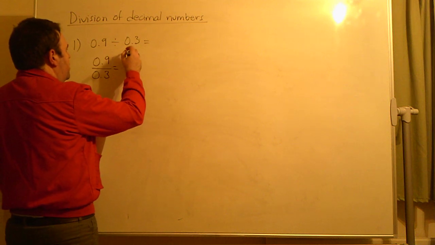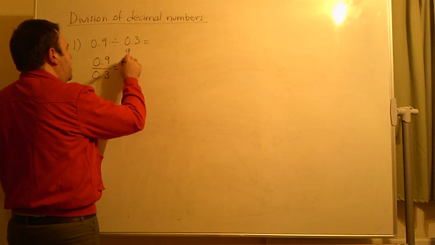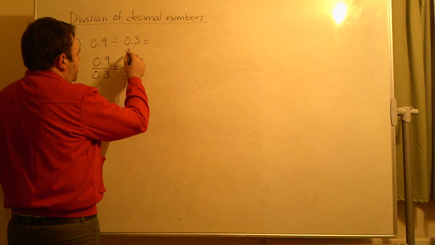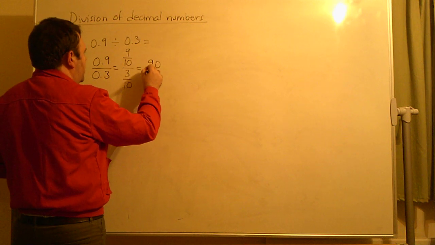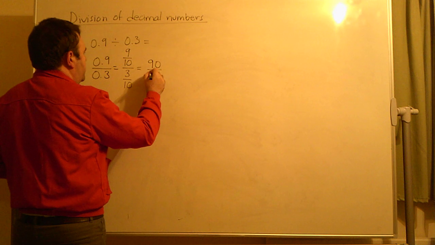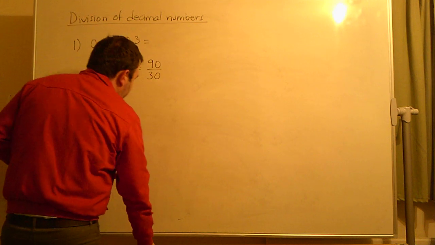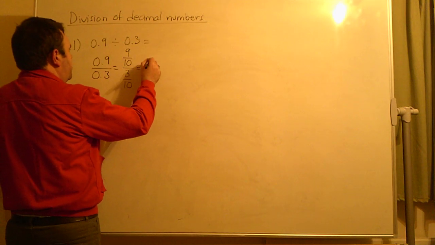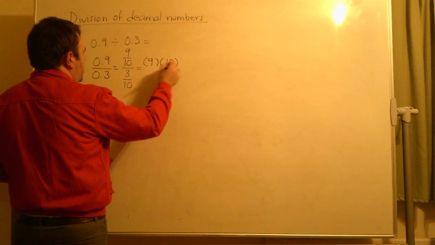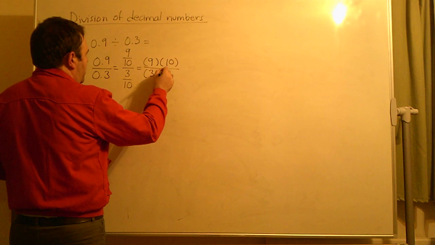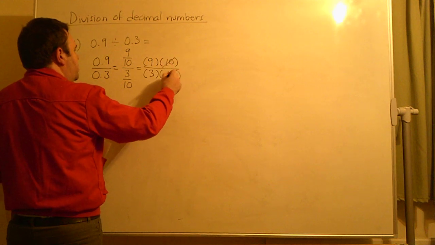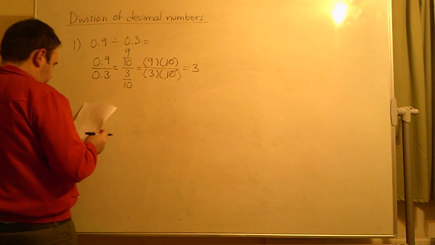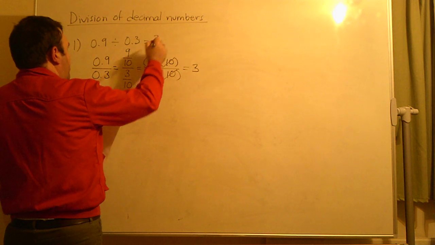Then we're going to express 0.9 as 9/10, and then 0.3 as 3/10. Now 9 times 10 is 90, and 3 times 10 is 30, or even better, we're going to multiply 10 times 9, but leave it like this, 10 times 9, and then 3 times 10. 10 divided by 10 is 1, and 9 divided by 3 is 3. So the final result would be 3.